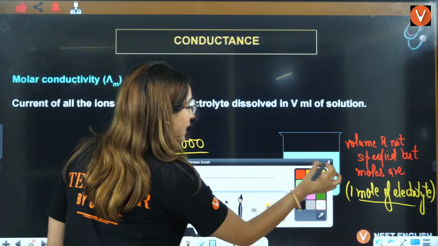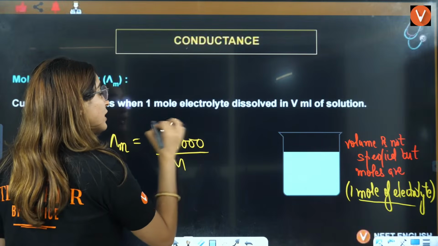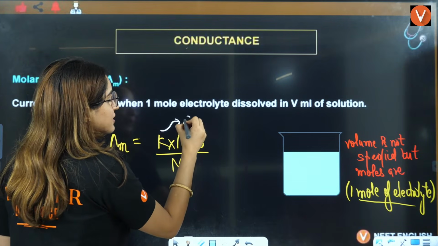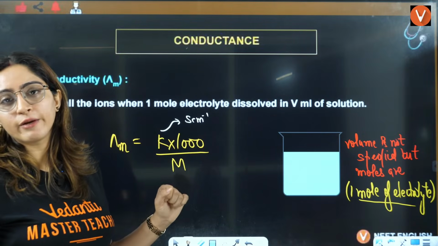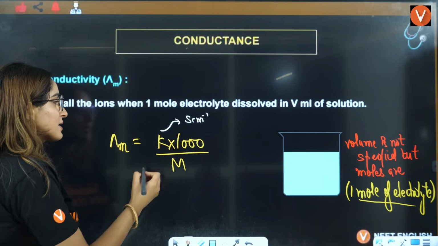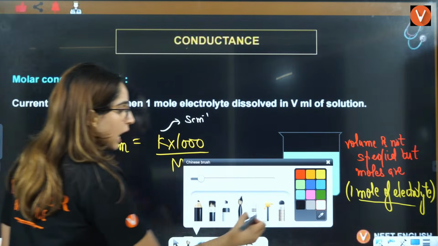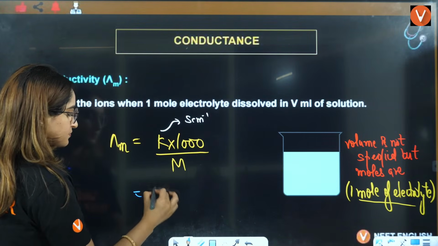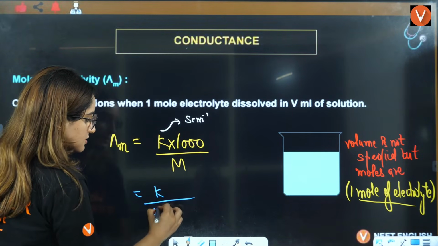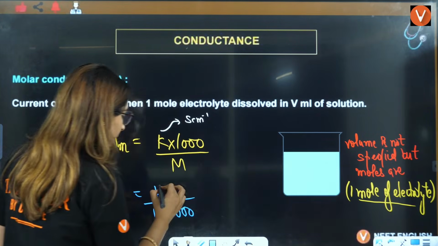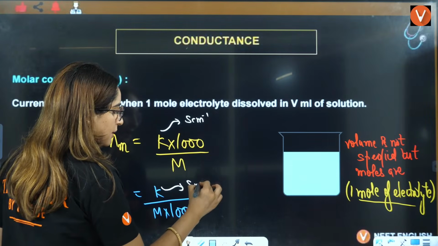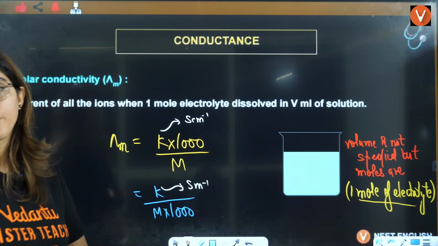Now this kappa should be in Siemens per centimeter. Then only you will multiply it by 1000. If kappa is in Siemens per meter, then the answer is going to be kappa divided by molarity into 1000. This you should remember, right?